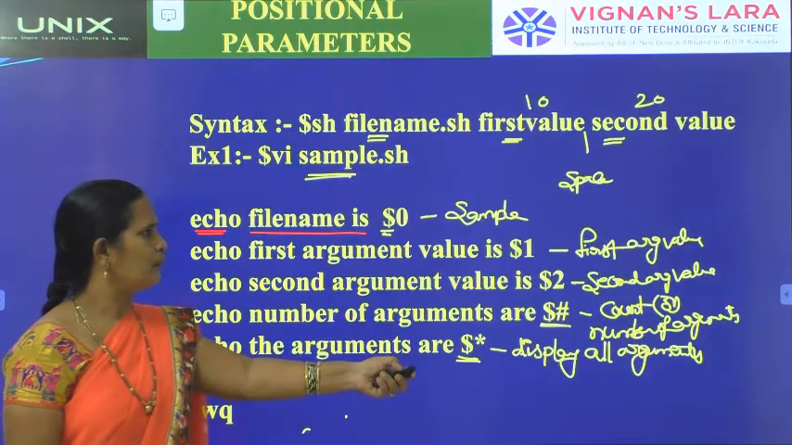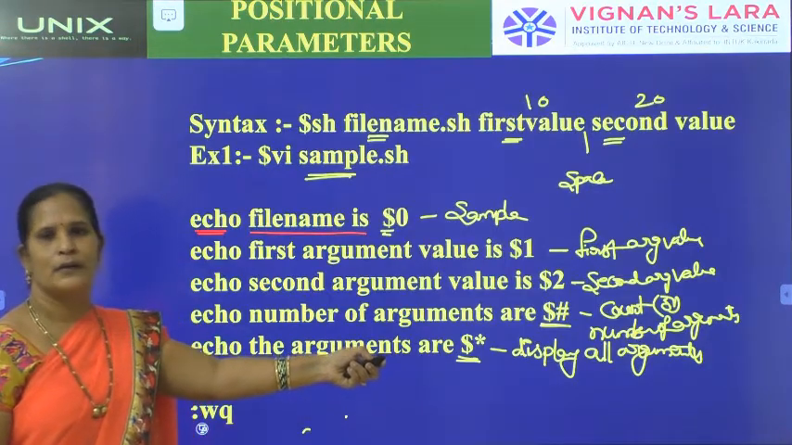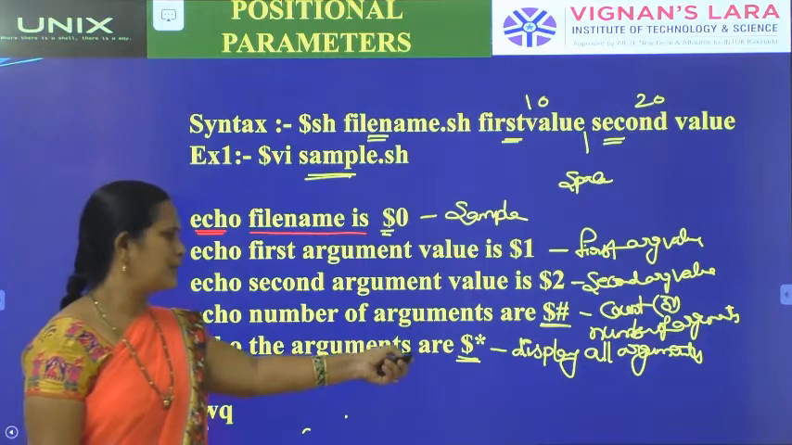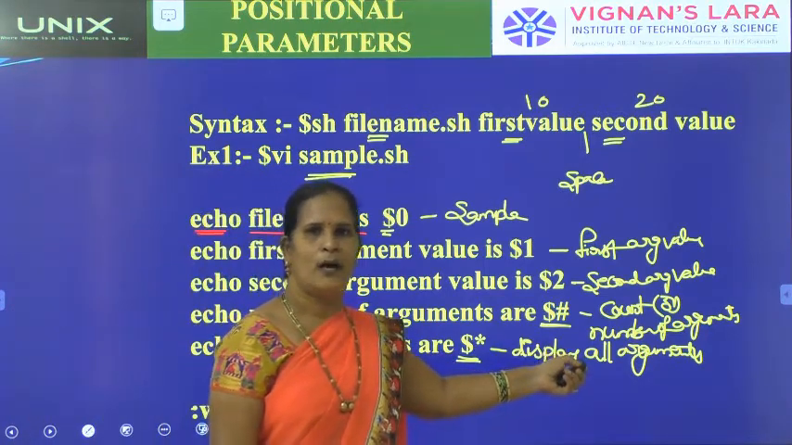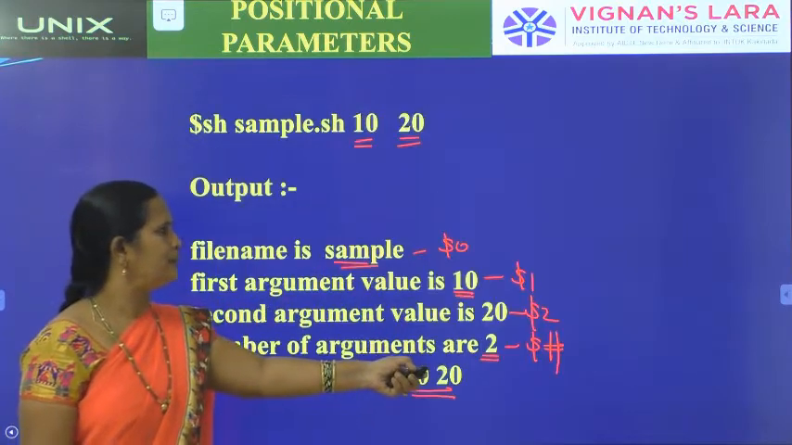$hash indicates the count of arguments. $star indicates it is going to display the submitted arguments. This is about positional parameters.